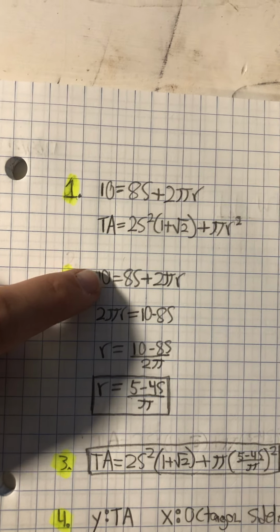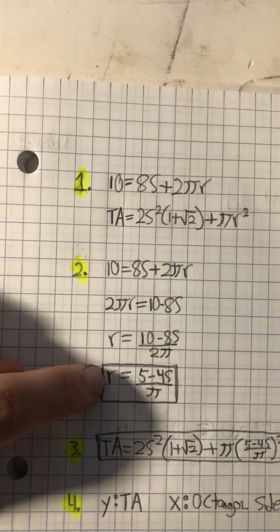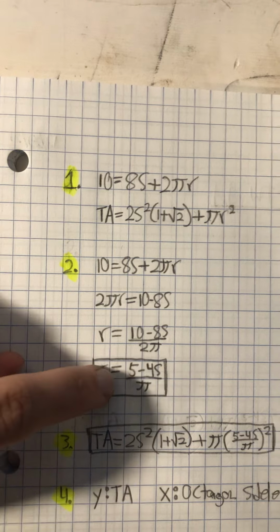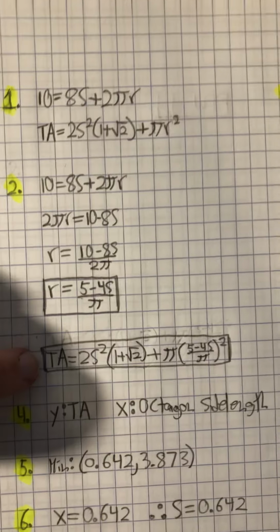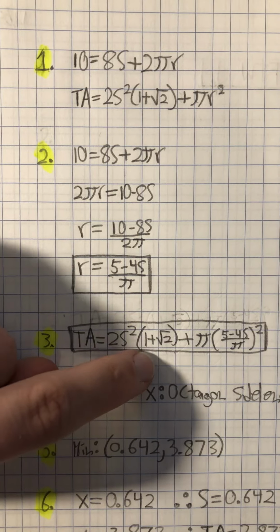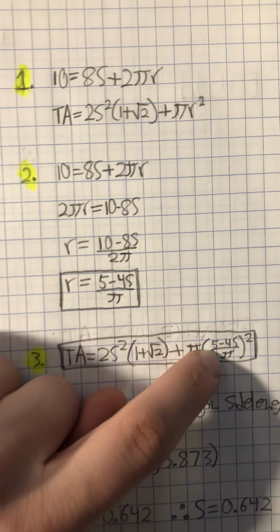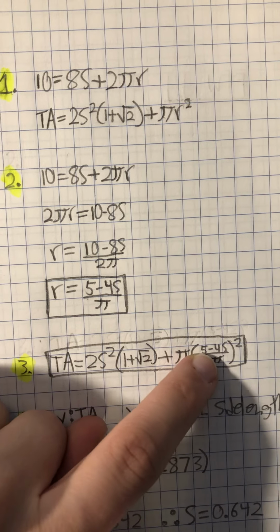So I did the math: 10 equals 8s plus 2 pi r, and r equals 5 minus 4s over pi. So I plugged that in. I wrote 2s squared times 1 plus root 2, plus pi, and instead of r, I wrote 5 minus 4s over pi, squared.